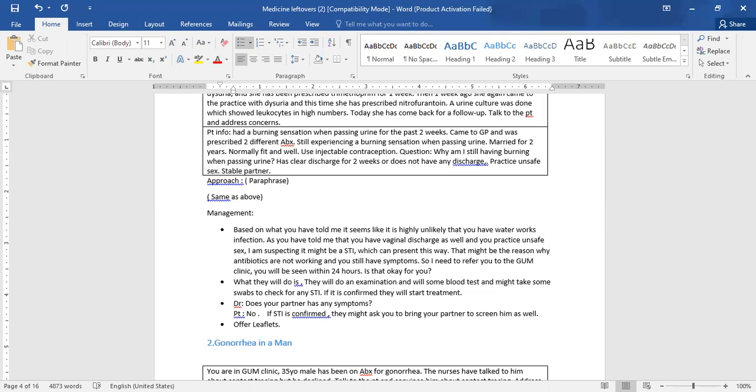So what I need to do is I need to refer you to the genitourinary clinic, and you will be seen within 24 hours. Is that okay for you? You need to ask that question. Is that okay for you? The patient will respond. Then what they are going to do is they will do examination, they will do some blood tests, and they might take some swabs to check for any sexually transmitted infection. If it is confirmed, they will start on the treatment. And the doctor, does your partner have any symptoms? Like the doctor will ask, you will ask one more question, does your partner have any symptoms? Patient says no. Then you should say, if the STI is confirmed, then they might ask you to bring your partner as well to screen him as well.